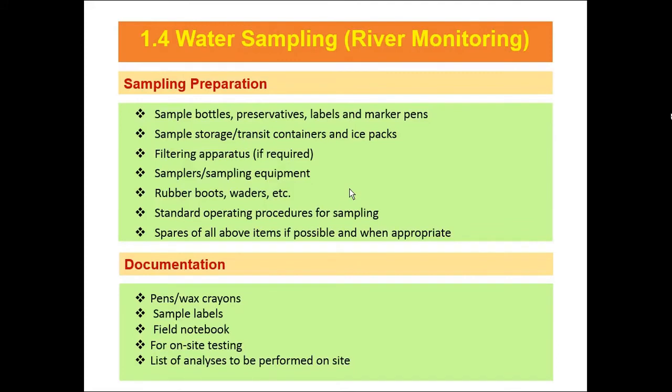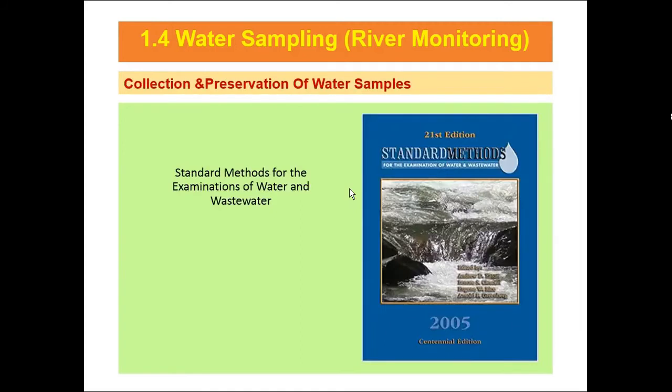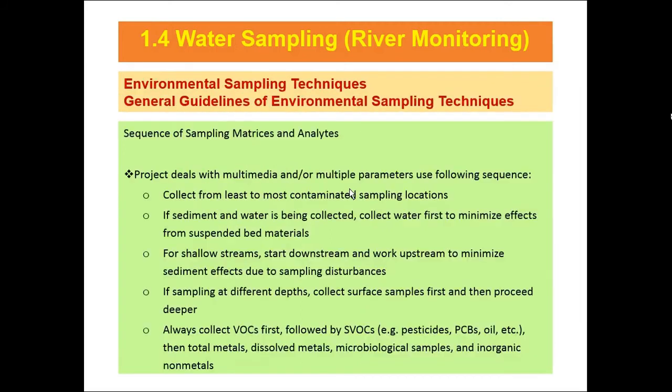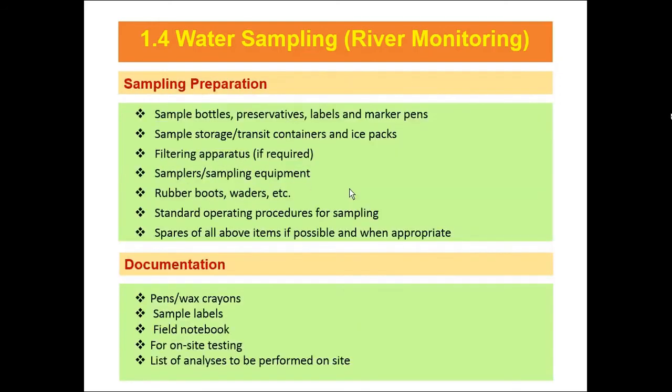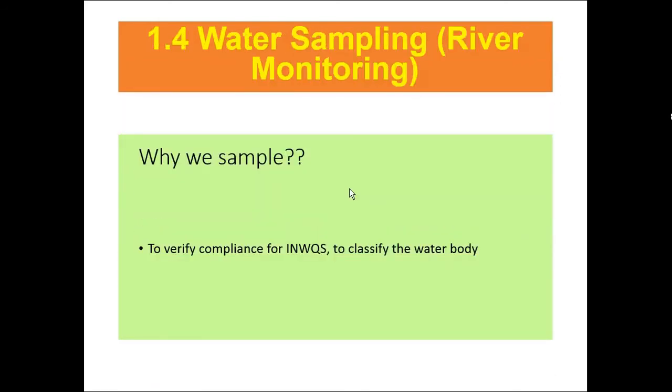Before you go to sampling preparation, documentation, collection, preservation techniques and so on, the first step in water sampling is that you should know what type of water you want to collect and measure, whether surface water, lake water, river water and so on.